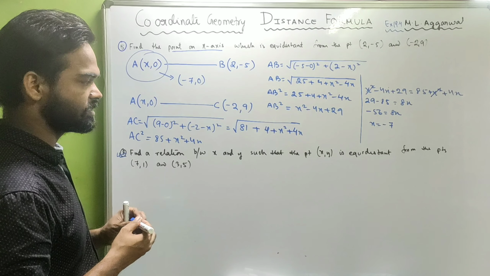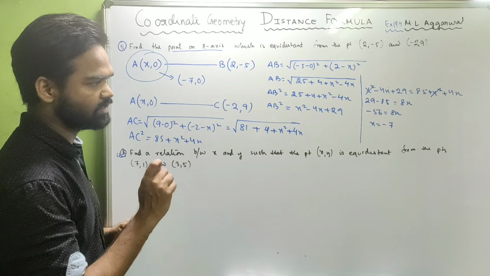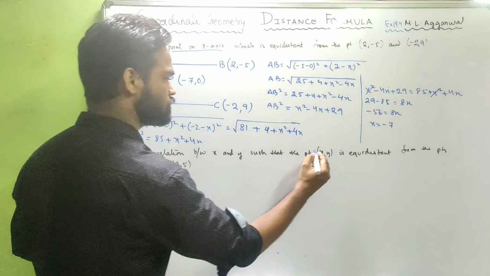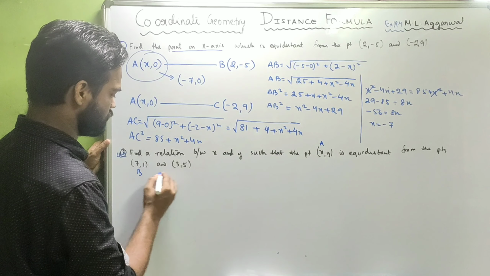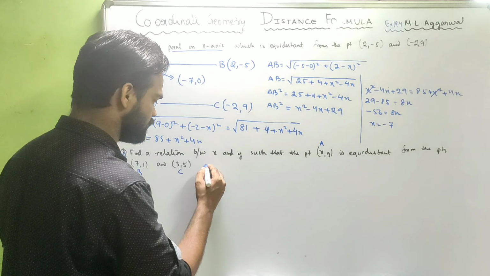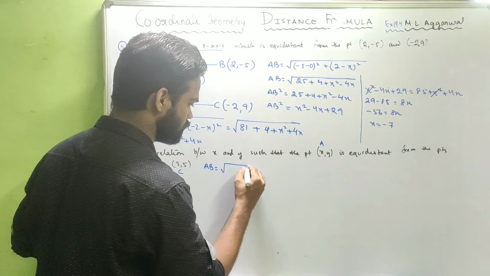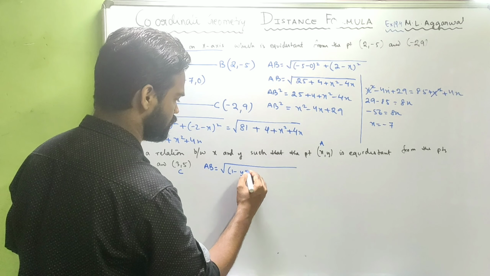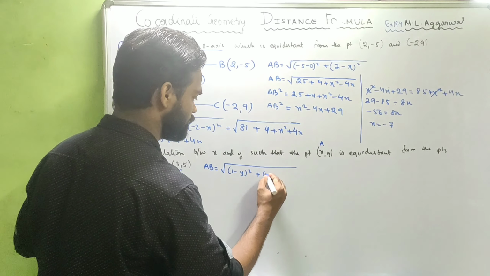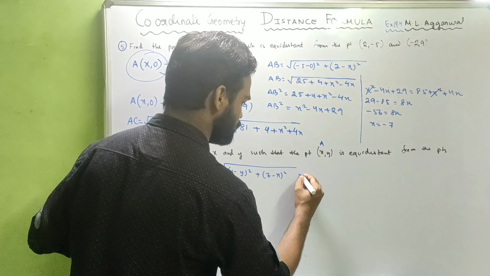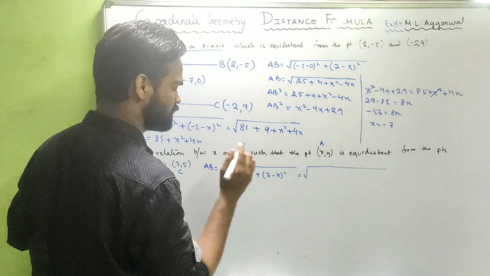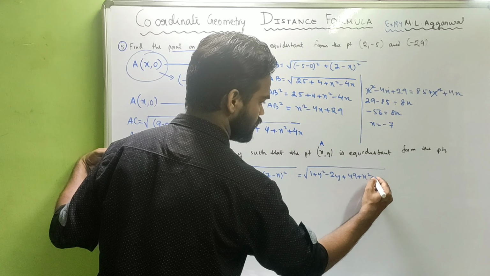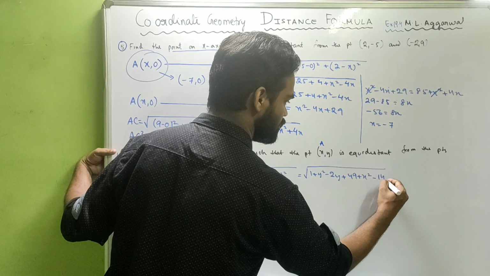Now let us see the next sum. Find the relation between x and y such that the point (x, y) is equidistant from the points (7, 1) and (3, 5). Same. Look over here. Suppose this is your point A, this is B, this is C. First find AB. AB is what? Root over of (1 minus y) whole square plus (7 minus x) whole square, which is equal to, just solve it, a square plus b square minus twice ab, a square plus b square minus twice ab, that's 14x.